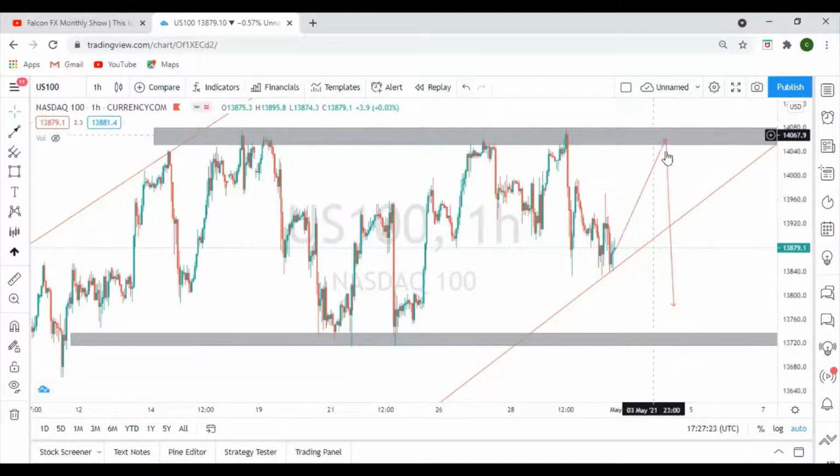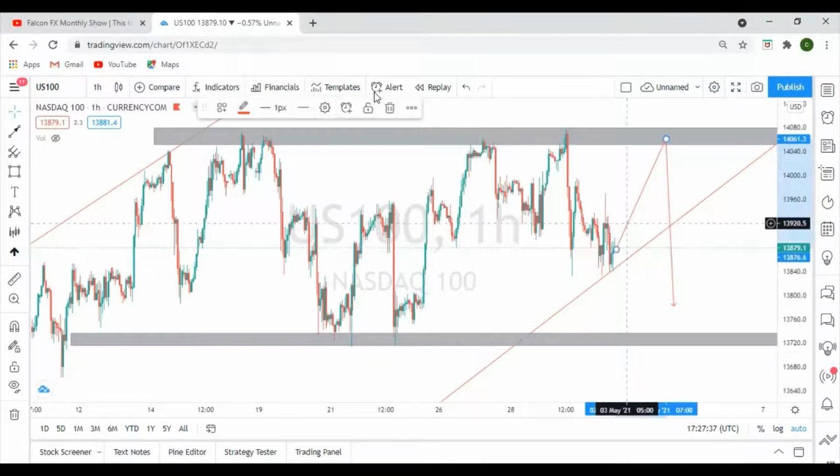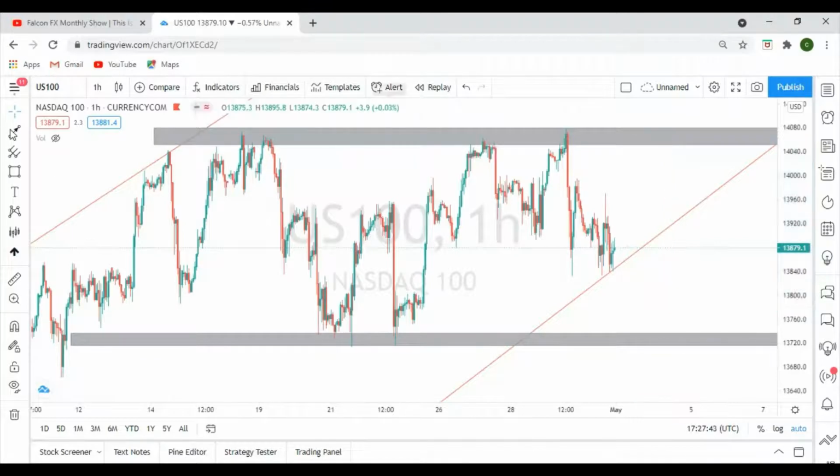And if you wanna buy here, you wanna wait for it to come back for a retest so that you cannot be trapped. So this is what we are waiting on Nas100. Let's just erase this and then break it down. We are on a 1-hour time frame, guys.